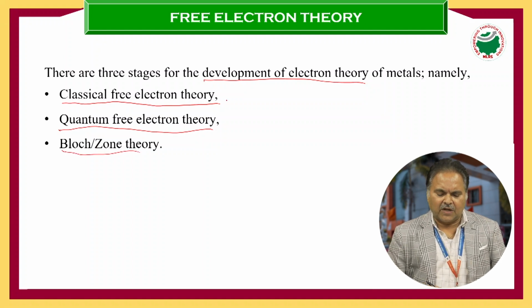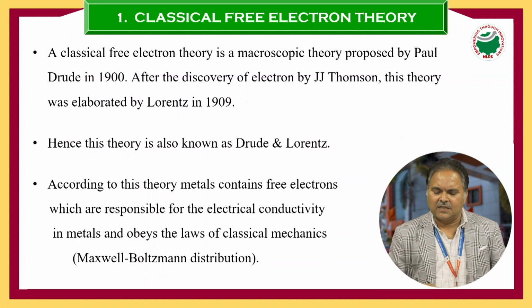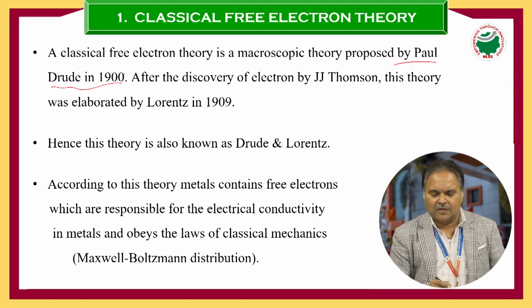Usually, classical free electron theory is applicable wherever Newton's laws are followed. Wherever Newton's laws hold, those properties will be explained according to classical free electron theory. This was developed by Paul Drude, so we can also call it Drude theory. He developed it around 1900, more than 120 years ago.